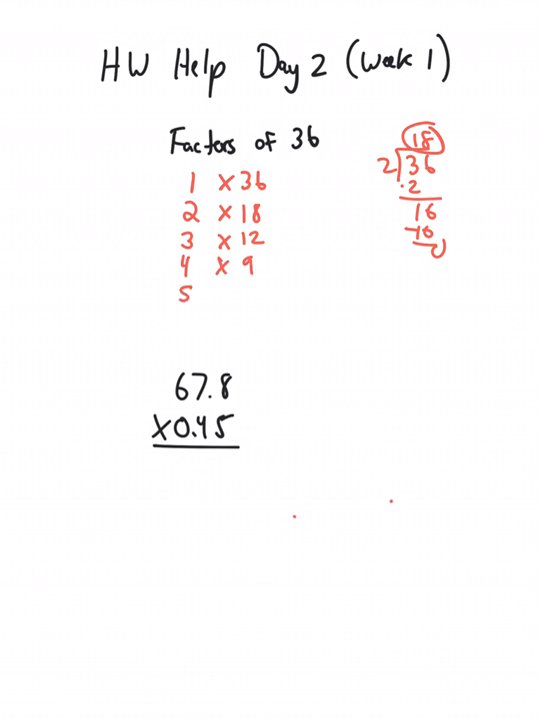5 does not go into 36 because the number has to end in a 5 or a 0. So let me get rid of the 5 there. 6, well, 6 times 6 is 36. Now, I know I'm done, and here's how I know.